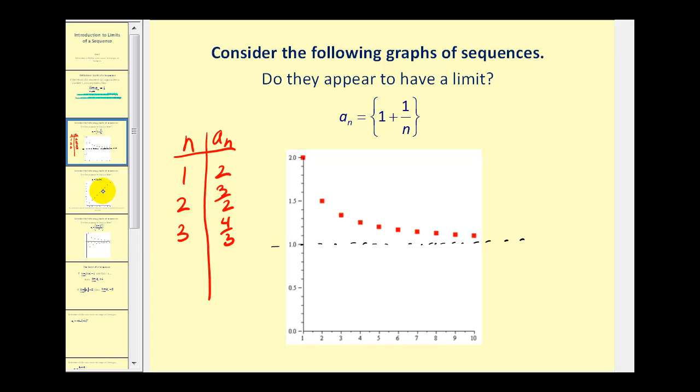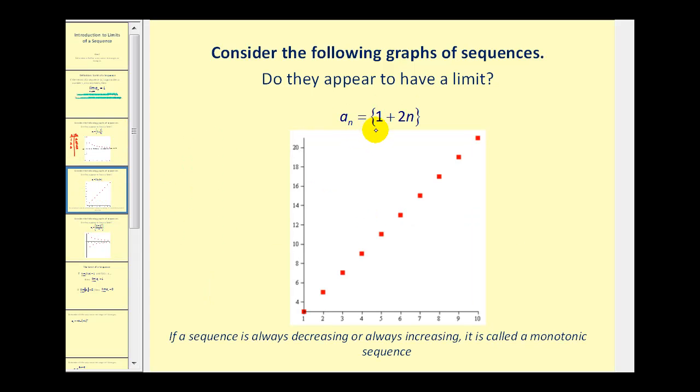Let's take a look at another sequence. Here we have a sub n is equal to 1 plus 2 times n. So again, if we wanted to generate some of the terms by hand, we would let n equal 1, 2, 3, and so on. So when n is equal to 1, we'd have 1 plus 2 times 1, that would be 3. That's this point here.